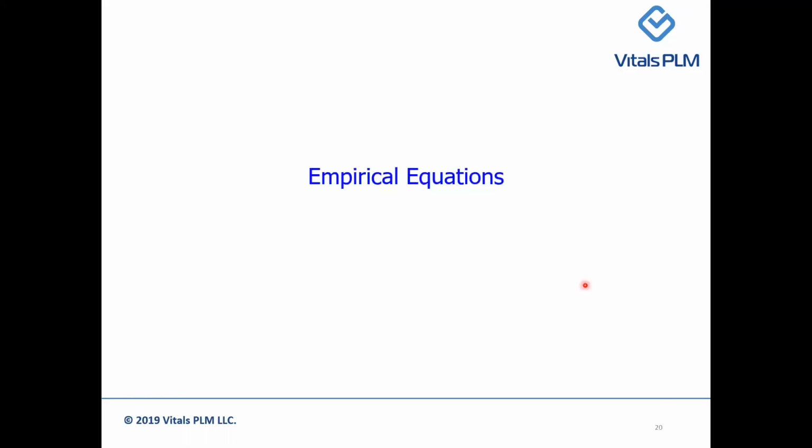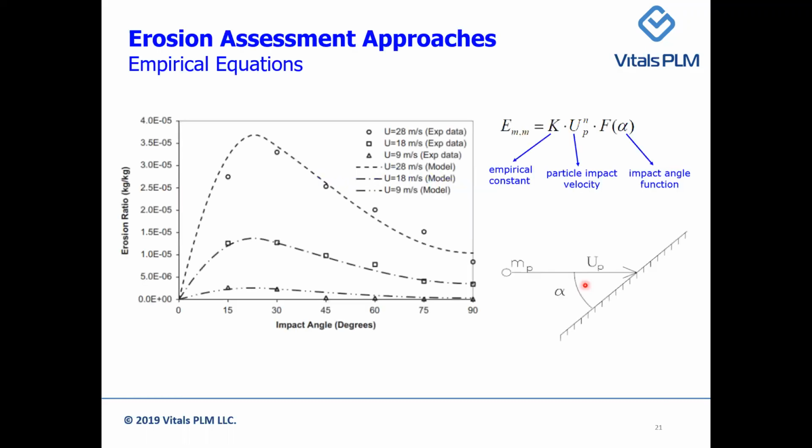Another erosion assessment method is using available empirical equations. Most erosion correlations in the literature are developed in the form of this equation, which shows that mass loss is dependent on particle impact velocity, particle impact angle, and empirical constants. So this equation can be obtained by performing experiments in a small scale test method, as I explained.